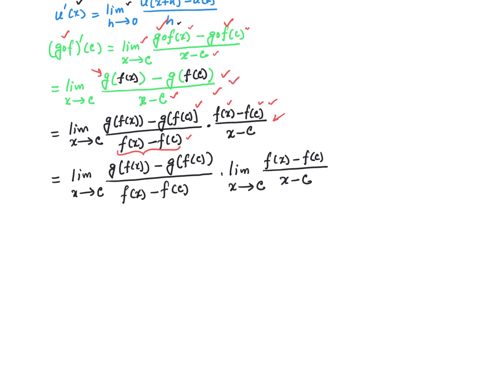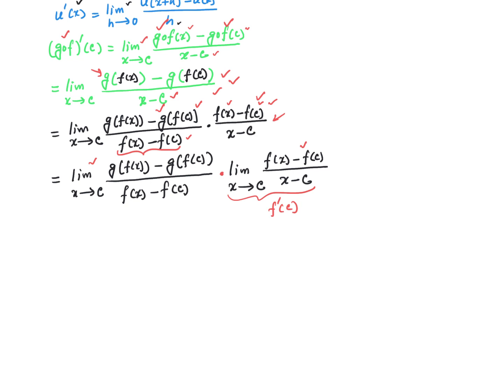Now, we have a limit of a product of two expressions, or you can think of it as two functions, which is going to be the product of the individual limits. That's exactly what I have here. So I have the limit of the first fraction times the limit of the second fraction. At this point, this is nothing but f prime of c.